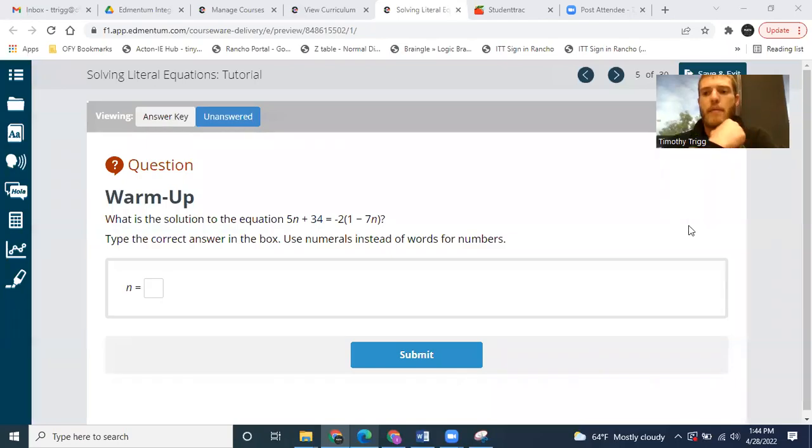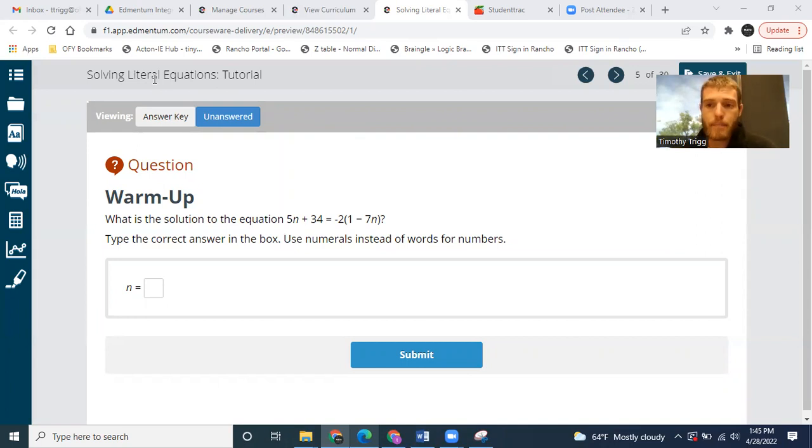Hello, math students. Today we're going to be going over the next part in linear equations, and that's solving literal equations. If you did the last few lessons and solving advanced linear equations and all that, if that wasn't too hard, then this should be not too hard also.